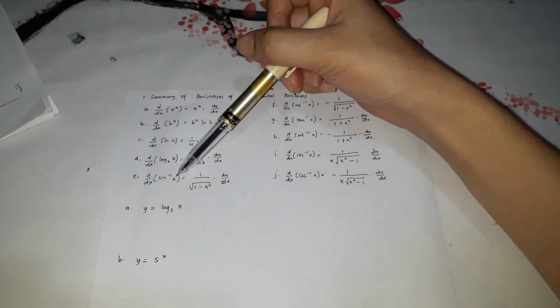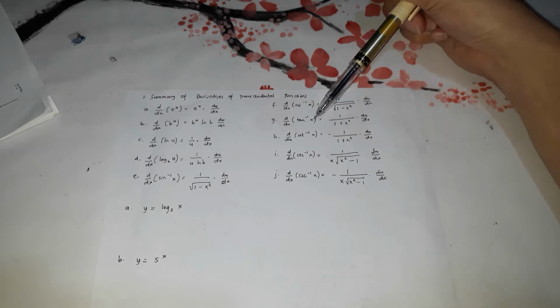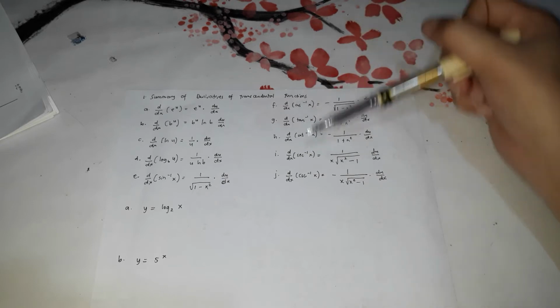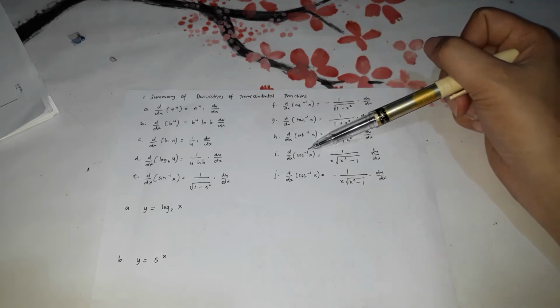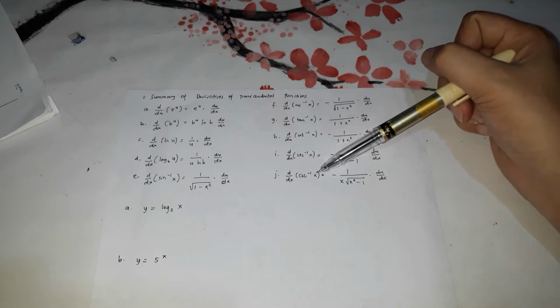Then the inverse functions: sine to the negative 1 of x, cosine to the negative 1 of x, tangent to the negative 1 of x, cotangent to the negative 1 of x, secant to the negative 1 of x, and cosecant to the negative 1 of x.